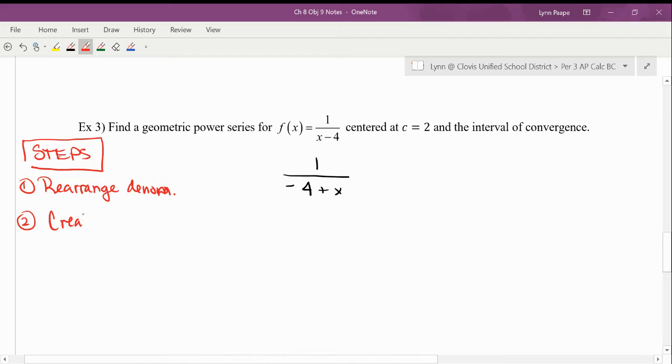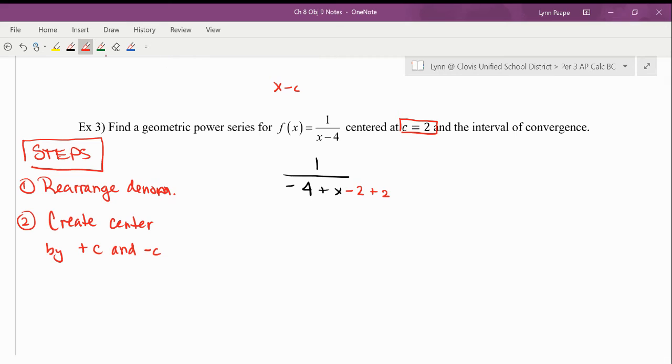I'm going to create the center by adding c and subtracting c. Because I can add and subtract the same value in the denominator, and that will be equal to 0. I want to be centered at c. Remember, we want that x minus c format. So then I'm going to subtract c and then add c, and I can do that because that's equal to 0. Then we're going to group appropriately and combine like terms. We're going to group for the x minus c, and combine like terms.